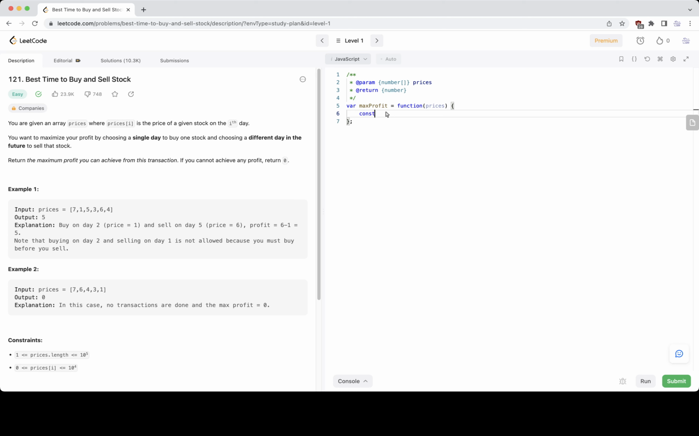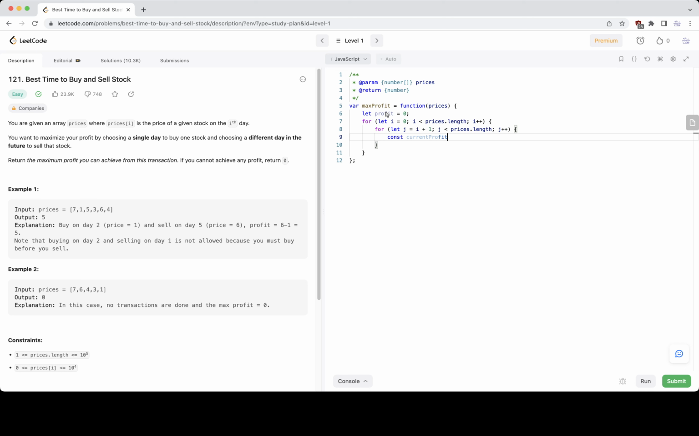Okay. If you knew nothing at all, we could brute force it. Let's just get that out of the way real quick. So let profit equal 0. How would we brute force it? We would have i equals 0, i less than prices.length, i plus plus, and i keeps track of the buy price, and then j would be initialized to i plus 1.